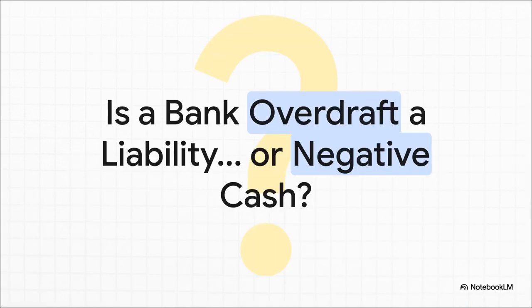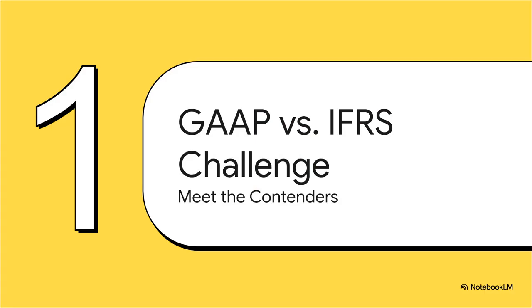So, let's just dive right in with a classic exam question, something you'll definitely see. Imagine a company's bank account is in the red. Is that a liability, or can you just call it negative cash? Well, the tricky thing is, the answer actually depends entirely on which accounting rulebook you're using. So, why are there two different answers to the same question?